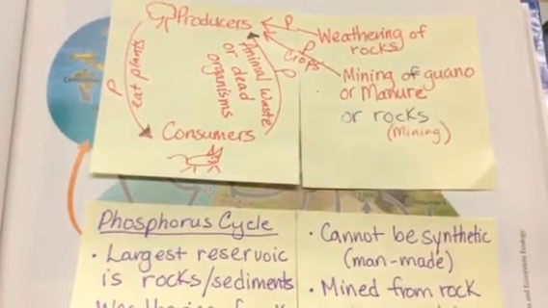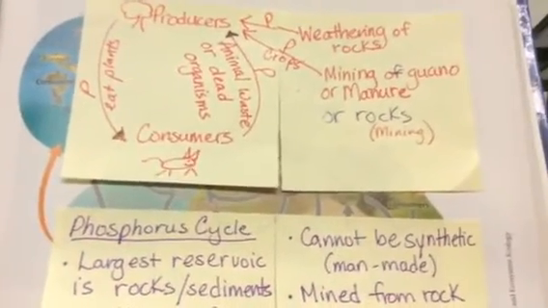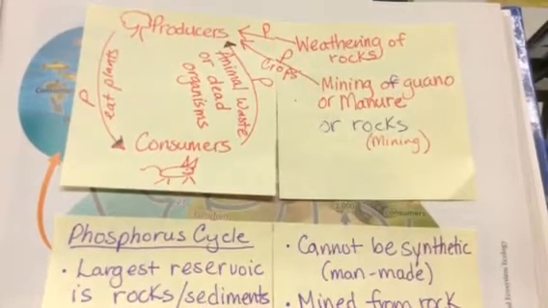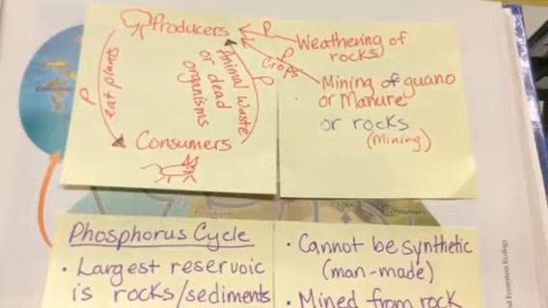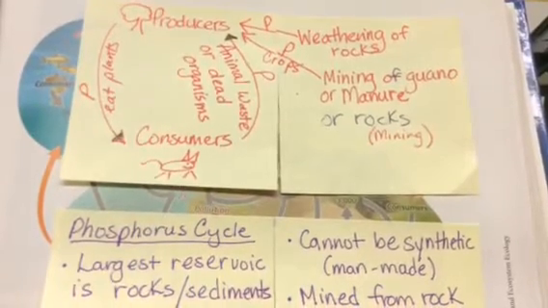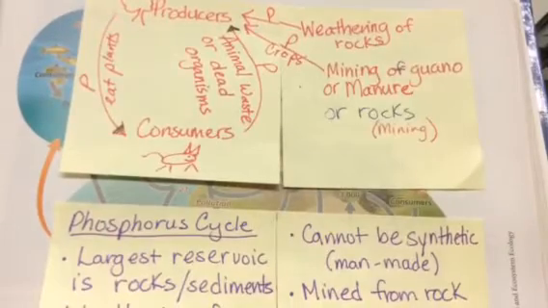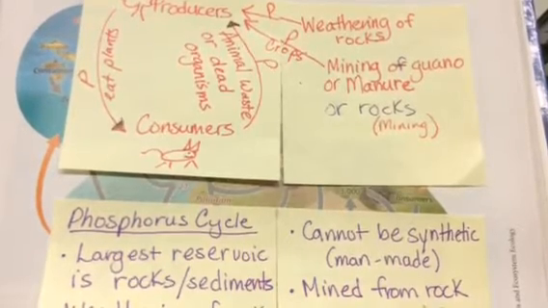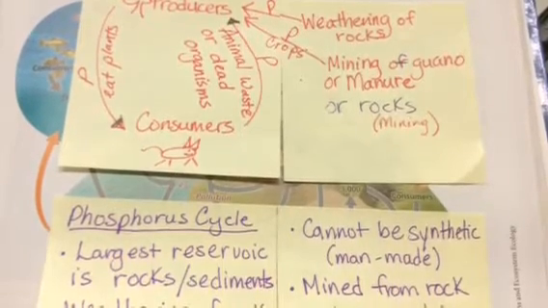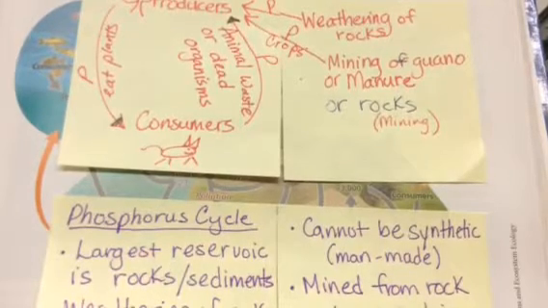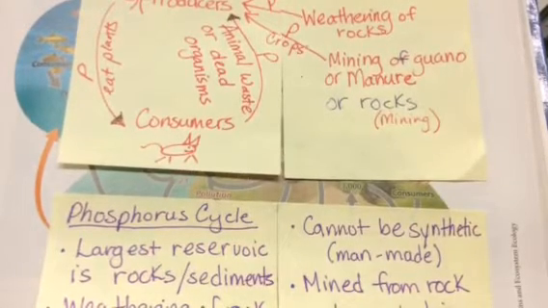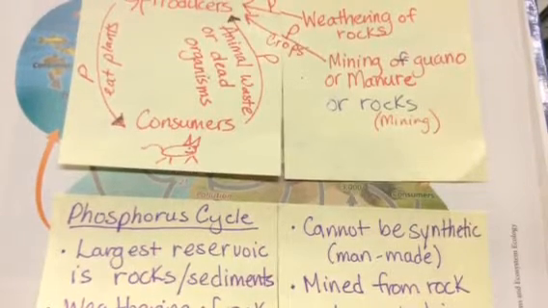Another way we get phosphorus in ecosystems is through the weathering of rocks, and also through the mining of guano, which is seagull manure, seagull poop, and also animal manure, and also rocks with mining. It's a little bit different because whenever you buy fertilizer at the store, the nitrogen is synthetic, man-made through Haber-Bosch. But phosphorus is not, because we cannot make phosphorus in the lab. We have to get it either from guano in caves, or from animal manure, or from mining of rocks. That's really how we get phosphorus. We cannot make it in a lab.